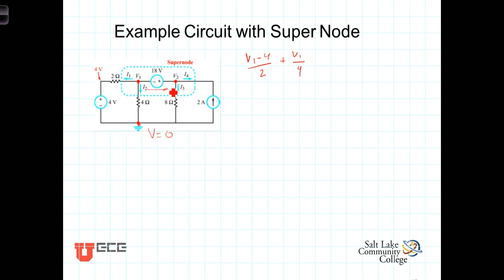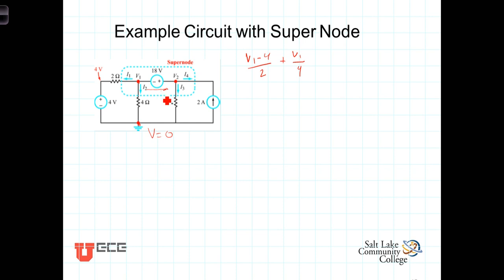When we look at the current leaving this node and going to the right, we see only a voltage source. There is no other device in here, like a resistor, that we can use to calculate the current. A voltage source and its current are unrelated to each other. There is no mathematical formula that relates the current to the voltage. In fact, an ideal voltage source produces this same voltage regardless of what the current is. So what do we do?